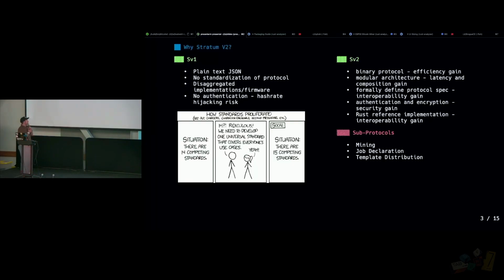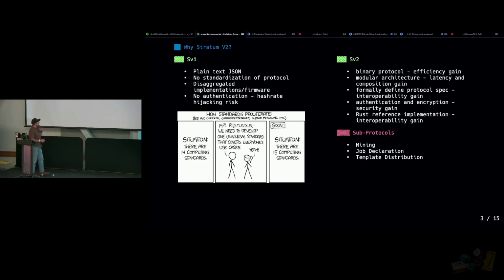So why Stratum V2, XKCD? Because it's always a good reference. Stratum V1 is plain text, it's JSON. It's a raw TCP socket that you can netcat to and shove JSON into, and it will just work. If you know the Stratum URL, you can netcat to that address and port, and you can start sending it job requests and authorization requests, and there's a whole non-standardized protocol for talking to a Stratum endpoint via V1. That's led to some disaggregated implementations within the firmware. Some firmware does it this way, some does it that way. There's no authentication, right? It's just a plain text, unauthenticated thing.